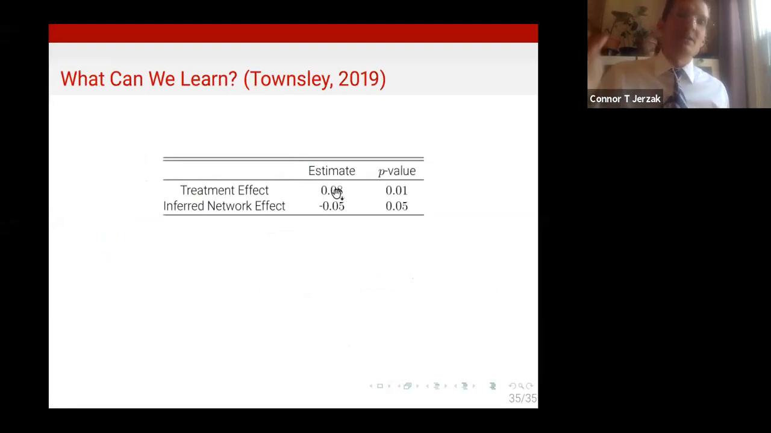The intervention has a positive effect on turning out. The inferred network effect in this case, using the stochastic intervention estimation procedure, is negative, and the p-value is significant. And we can learn more about how to interpret this by looking at the central people in this setting.